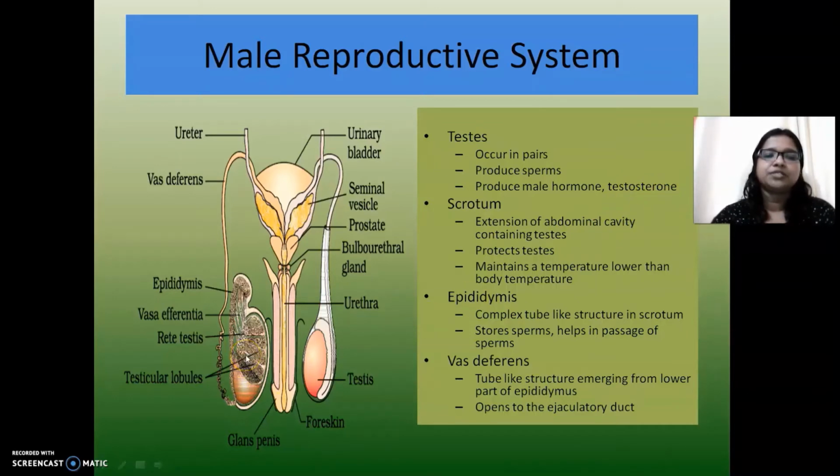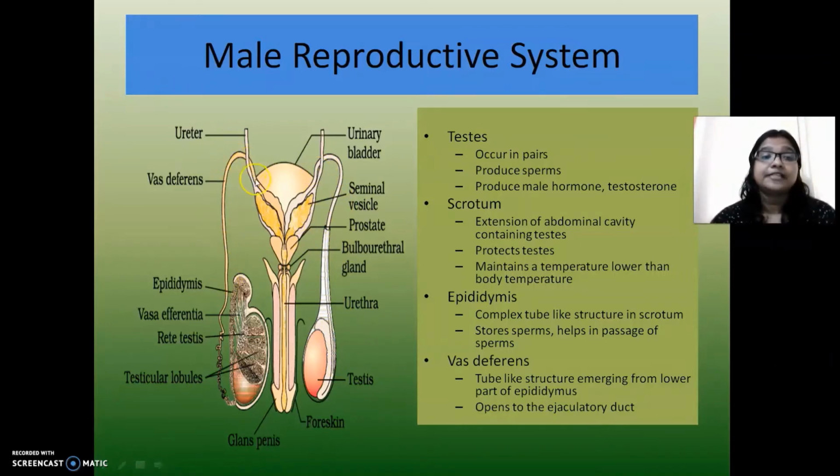The sperms produced in the testis come out through the rete testis and vasa efferentia. Later, they are stored for a short duration in the epididymis, a complex tube-like structure in the scrotum. You could see the epididymis here. It stores sperm and also helps in the passage of sperms to another tubule, called the vas deferens. This is the epididymis, and this is the vas deferens.